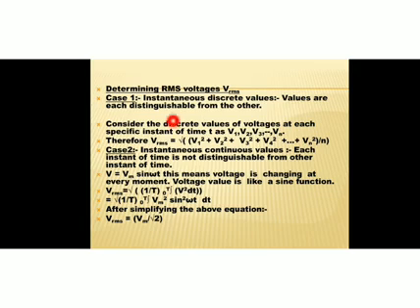Now, determining the RMS voltages. How can we find the RMS voltage? The first case is already discussed. When the values are distinguishable from each other, RMS voltage is found by taking the square root of the mean of the squares. Case 2: when the voltage values are not distinguishable from each other, we need to use another expression. RMS voltage is found using this expression: Vrms equals the square root of 1 by T into the integral from 0 to T of v square dt.